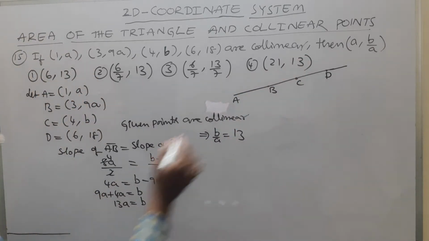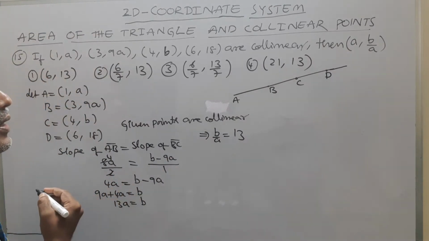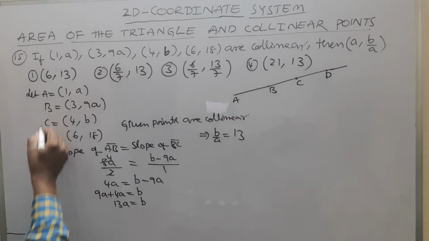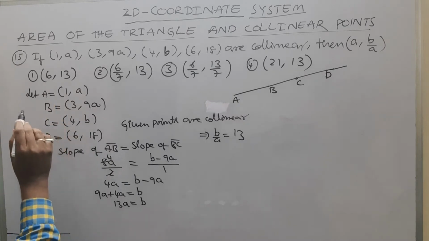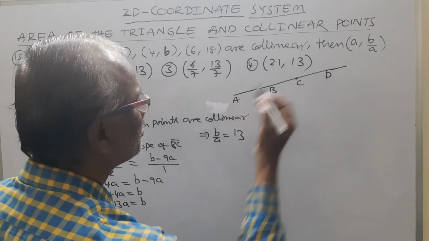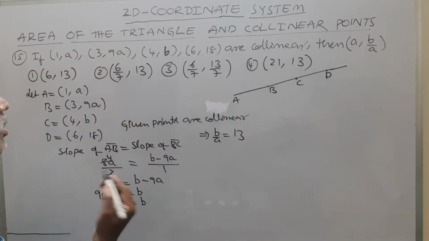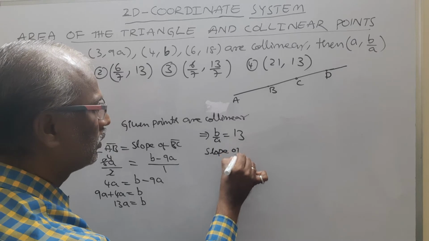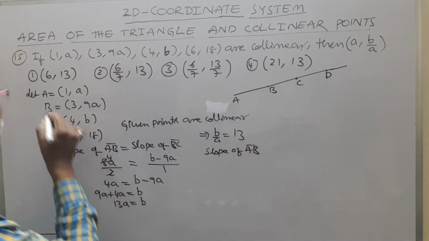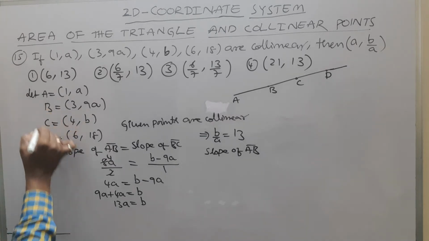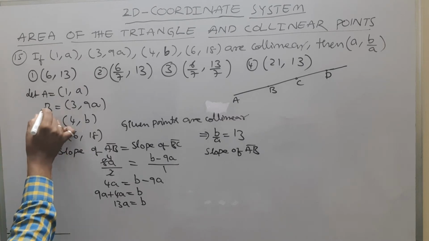Next, to find the small a value, apply the condition slope of AB equal to slope of BD. Here, in this case, all the slopes are equal. If collinear points are given, all the slopes are equal. Next take one condition: slope of AB equal to slope of BD or slope of AD. Anyone you can take. So, slope of BD.